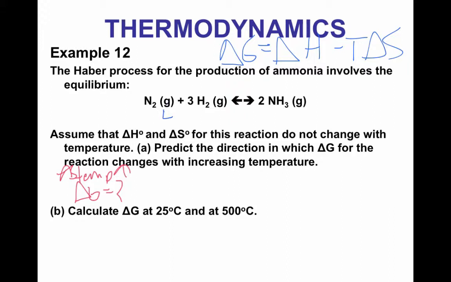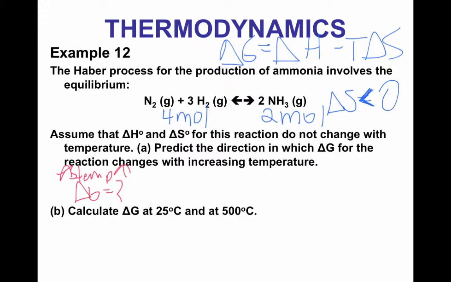So on the reactant side, we have 4 moles of gas, and on the product side, we have 2 moles of gas. So what is happening to the entropy? Delta S is less than 0. So less than 0, right? Because we are increasing the order.